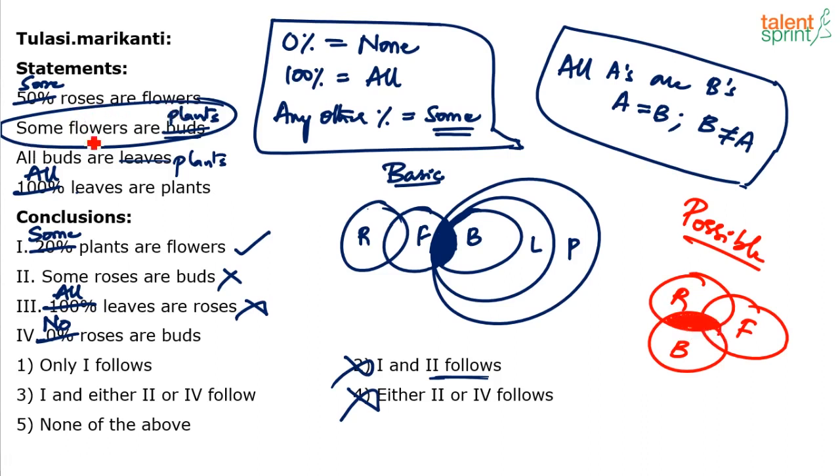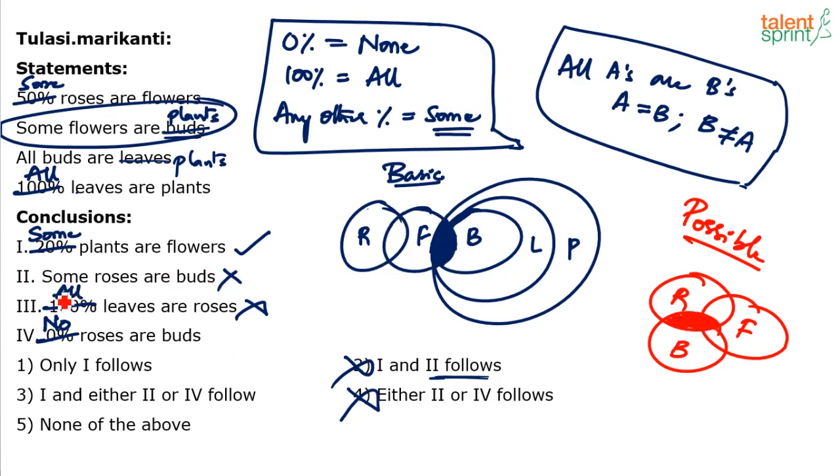In this possible diagram, are we going against the statements? No, we have not gone against any statement. Some roses are flowers, some flowers are buds. But the fourth conclusion becomes wrong. No roses are buds is true in the basic diagram, but fails in the possible diagram. Having said that, conclusion number 2, which said some roses are buds, was false in the basic diagram, but it is true in the possible diagram.